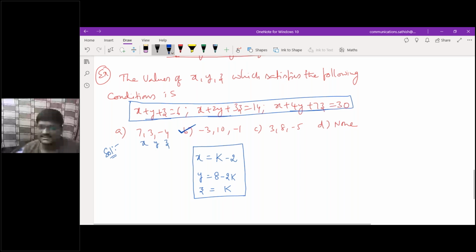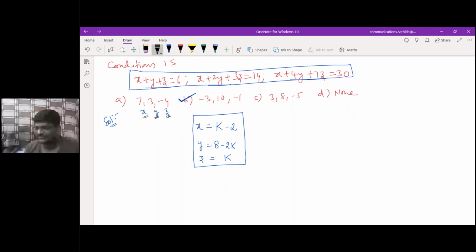So let me take the first option. They provide x as 7, y as 3, and z as minus 4. Now z is how much? Z is k, that is minus 4. That means k is minus 4. Then substitute k, that is minus 4, in that. So 8 minus 2 into minus 4, how much are you having? 8 plus 8, that is 16. So y is 16? No. Hence this option is not satisfying.